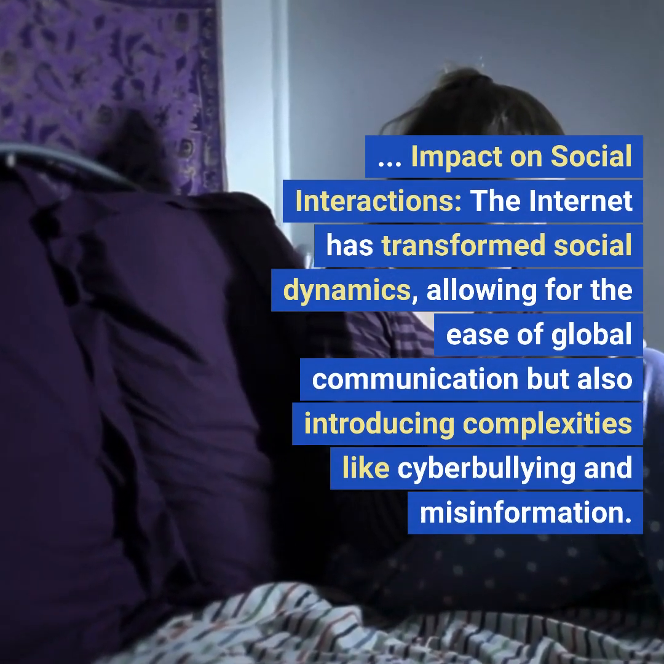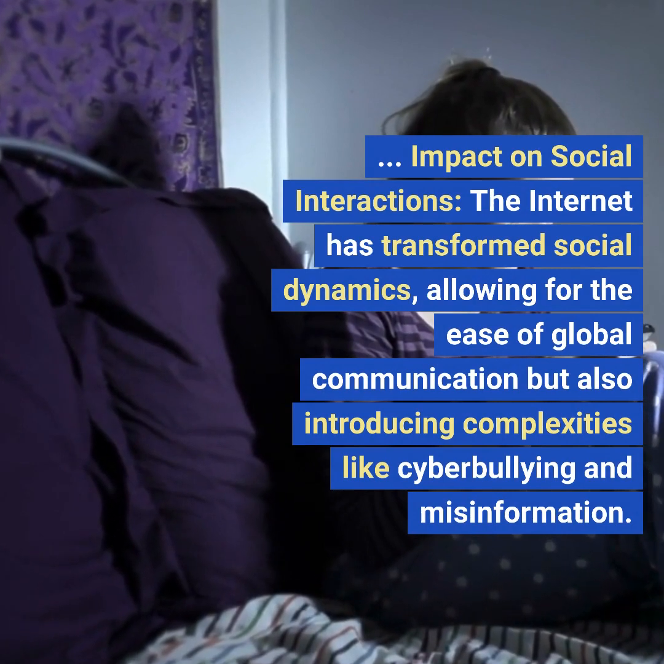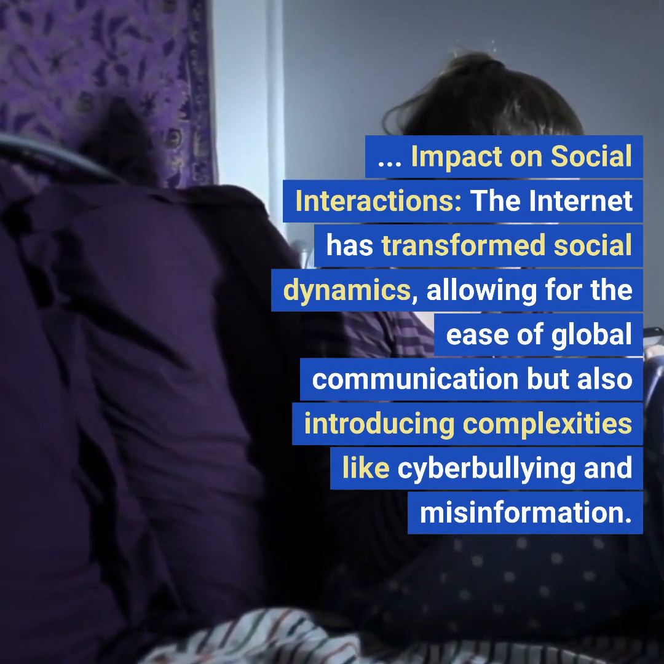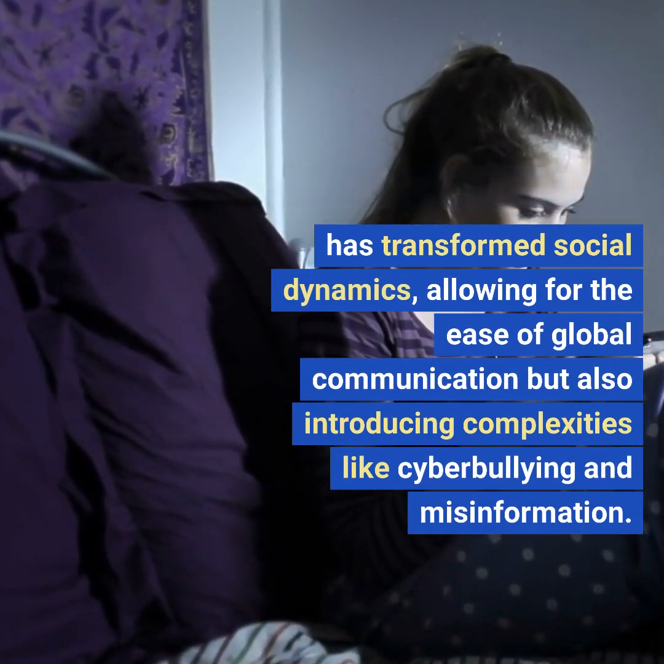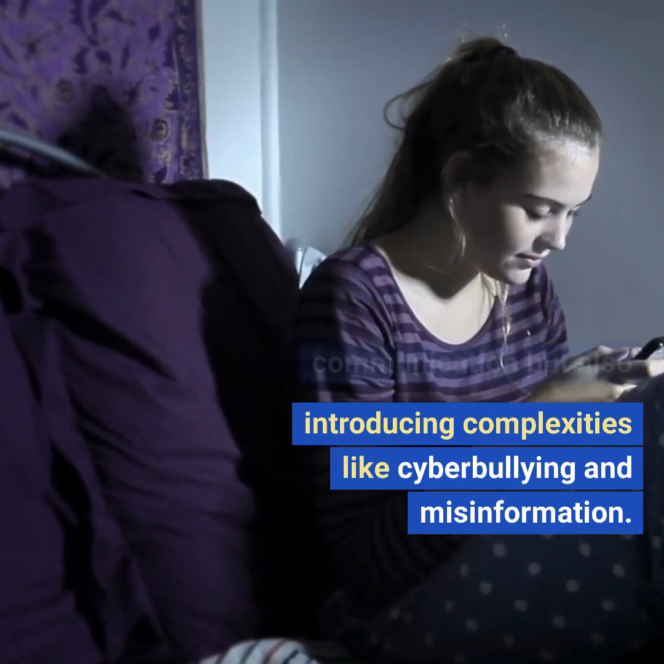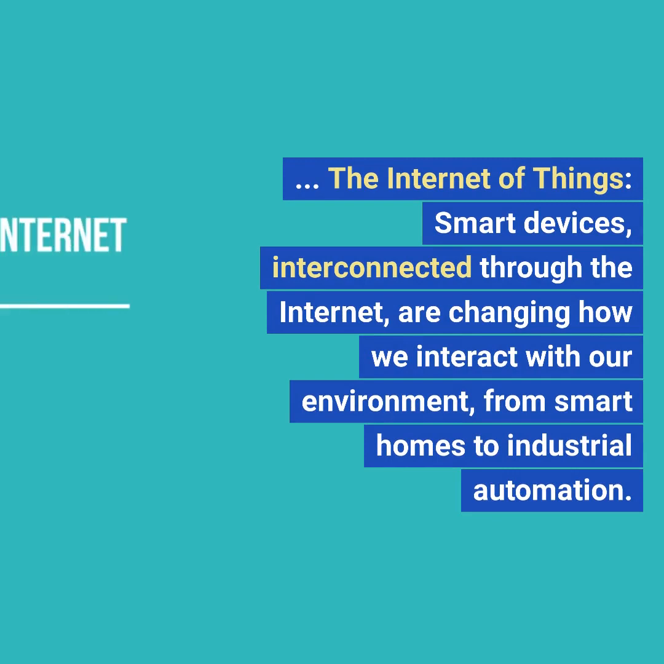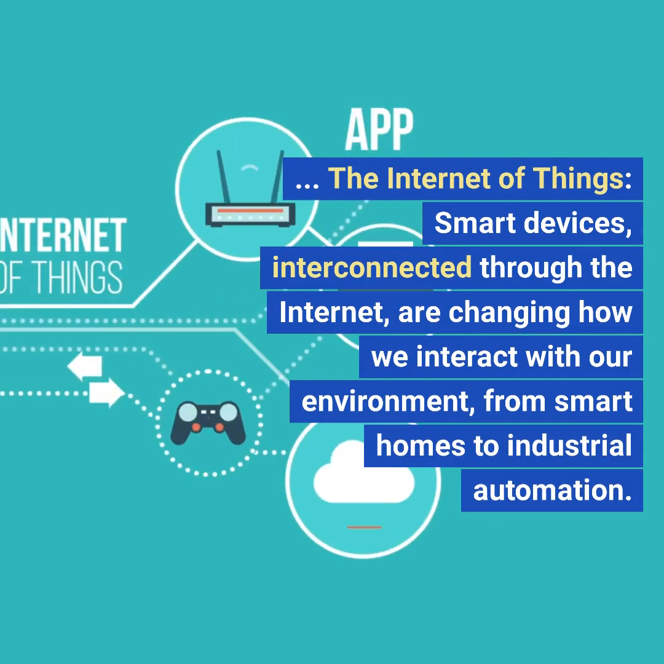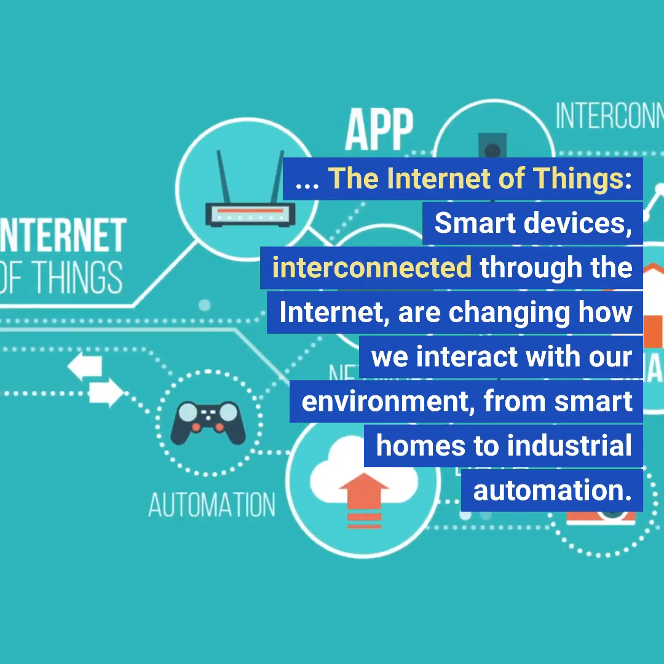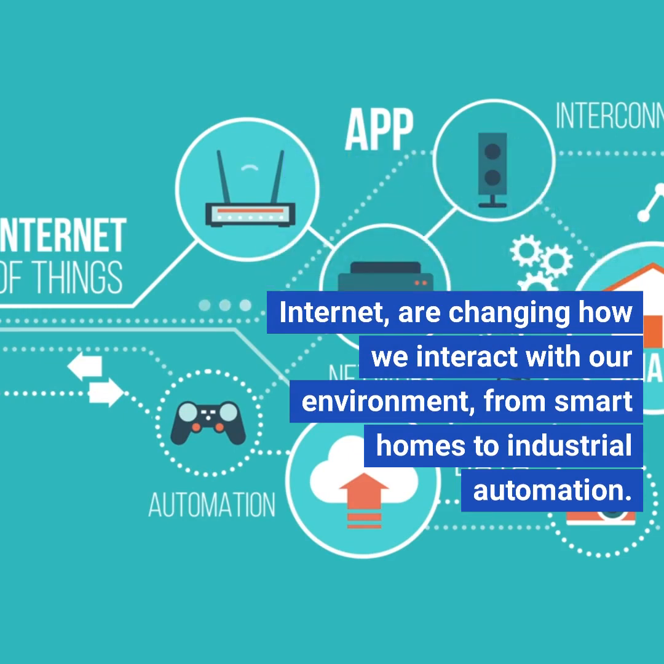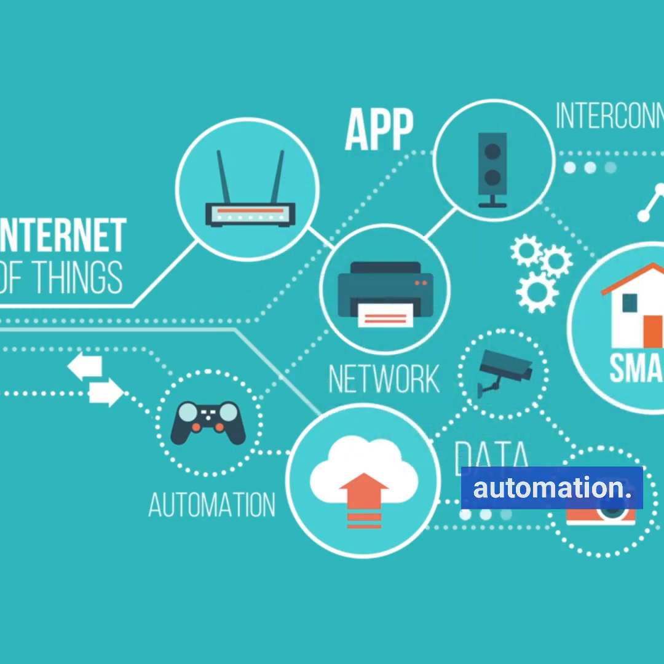Impact on social interactions. The internet has transformed social dynamics, allowing for the ease of global communication but also introducing complexities like cyberbullying and misinformation. The Internet of Things, smart devices interconnected through the internet, are changing how we interact with our environment, from smart homes to industrial automation.